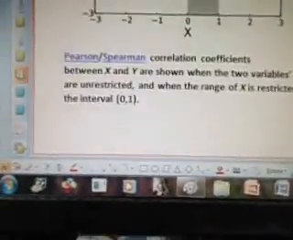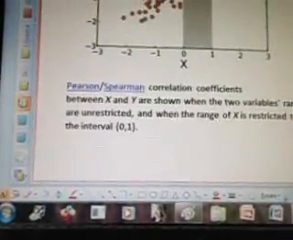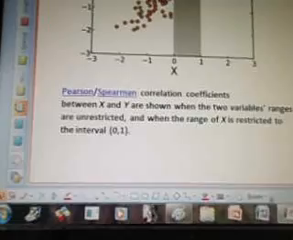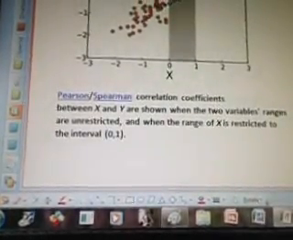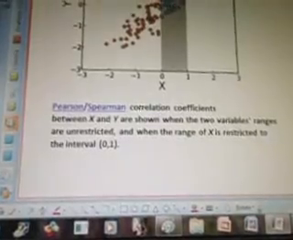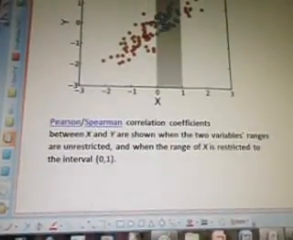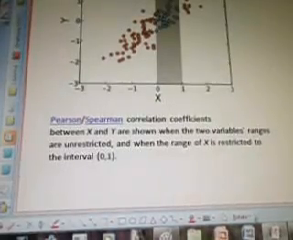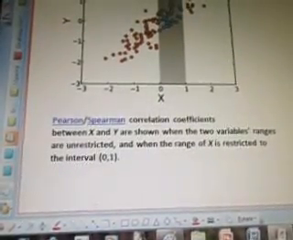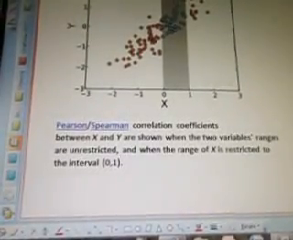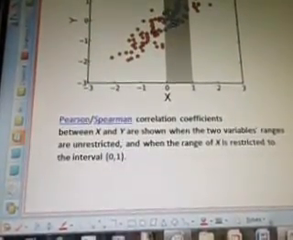Okay. It says Pearson and Spearman correlation coefficients between x and y are shown when the two variables' ranges are unrestricted, and when the range of x is restricted to the interval 0, 1. Now what I think of when I see this is x and y come up in the mathematical equations from the alien video 17T2b. It shows up in that one. So if you look in line 17, there's a bunch of formulas or mathematical formulas supposedly from these alien astronauts.